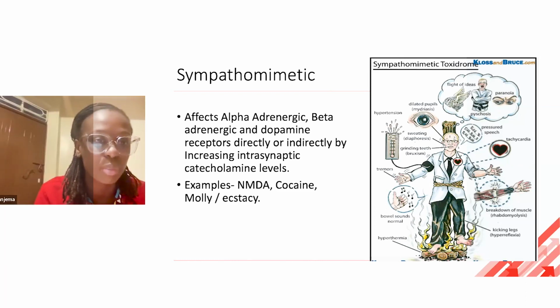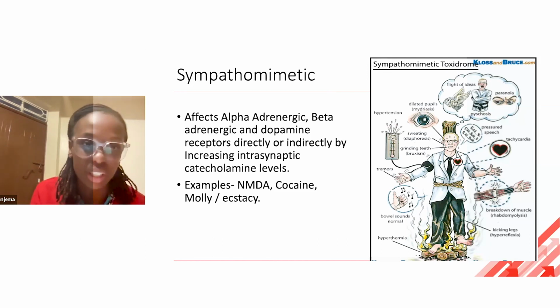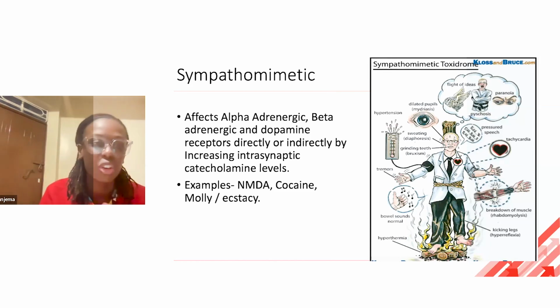So we're going to move on to sympathomimetic. An easy way to remember this toxidrome is that it mimics your fight or flight response. You have an increase in your adrenaline and norepinephrine, and your body is just racing. You'll have tachycardia, pressured speech, dilated pupils, like you're just ready to go, ready to go. This will happen with stimulants and things like cocaine. They'll be triggering all your norepinephrine. You'll just be firing on all cylinders.